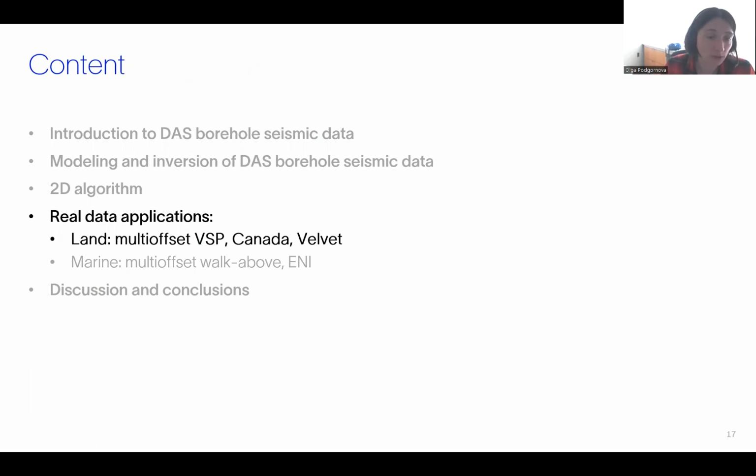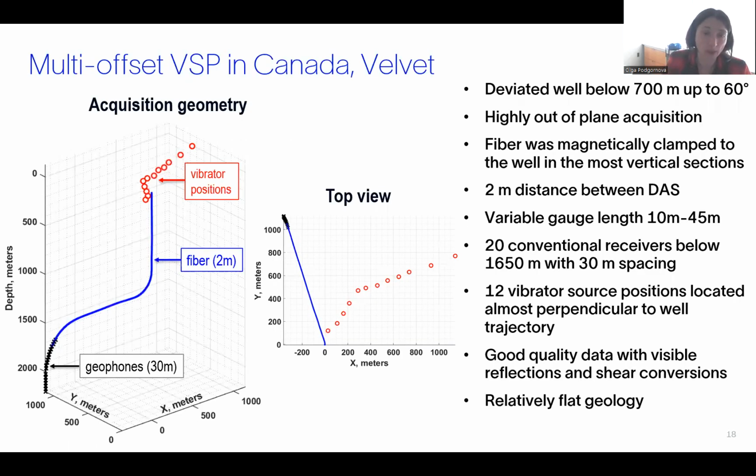The first example is a multi-offset VSP. This is from Canada and was done in collaboration with Velvet Energy. We have a well here which starts vertical, but around 700 meters deep it deviates and then becomes close to vertical again. We have a fiber, not up to the top, but up to some distance. And at the bottom, below the point where we have fiber data, we have regular geophones.